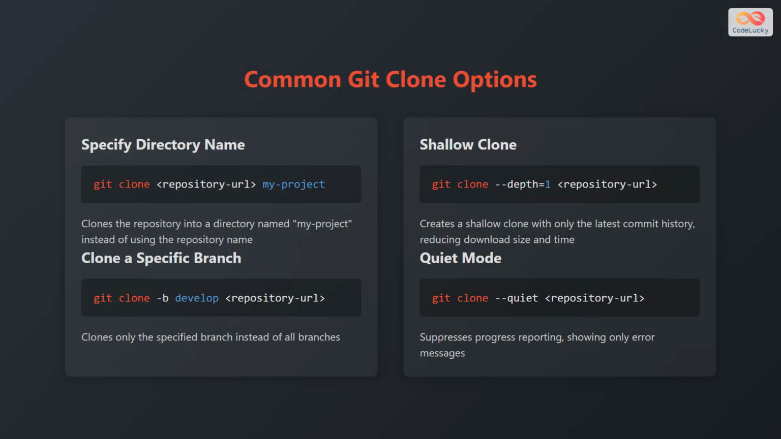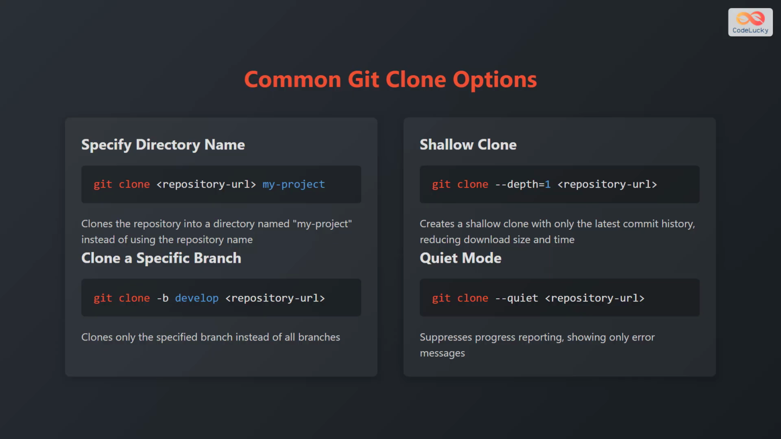Git Clone comes with several useful options. First, to specify a directory name, you can use Git Clone followed by the repository URL, and then the desired directory name. For example, git clone, then the repository URL, then my project. This clones the repository into a directory named my project, instead of using the repository name.